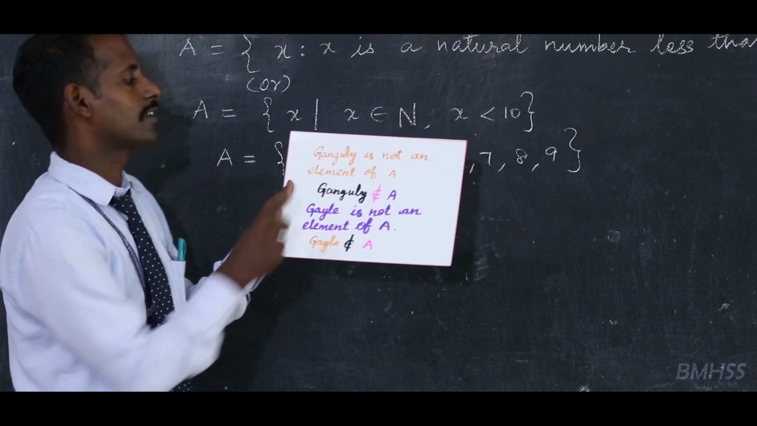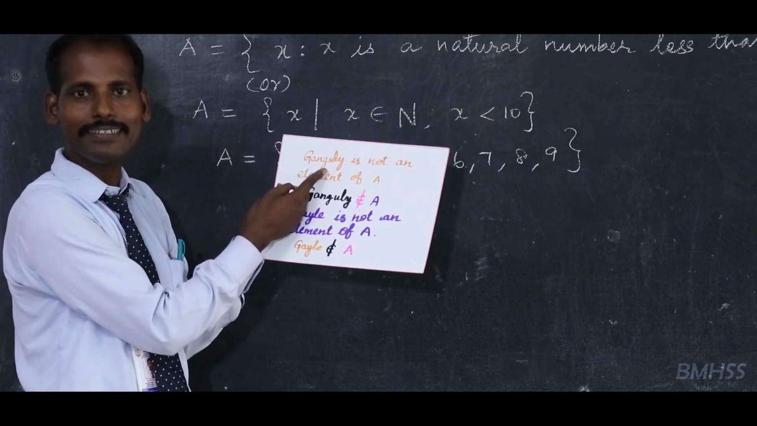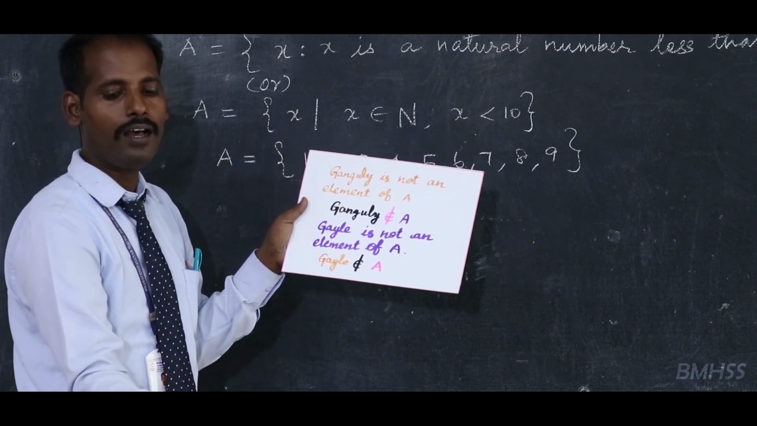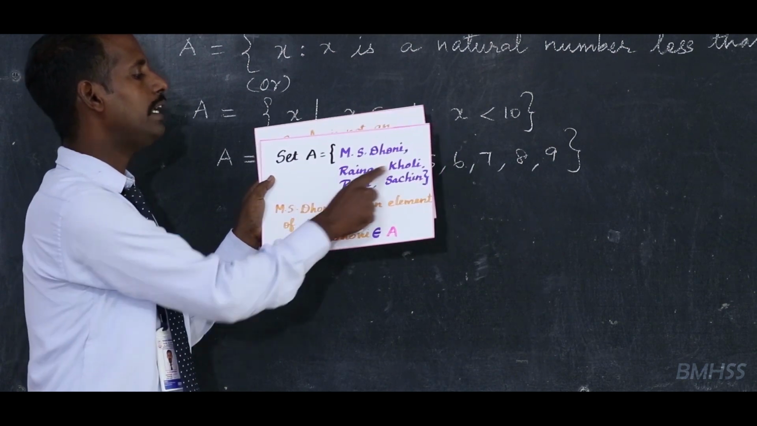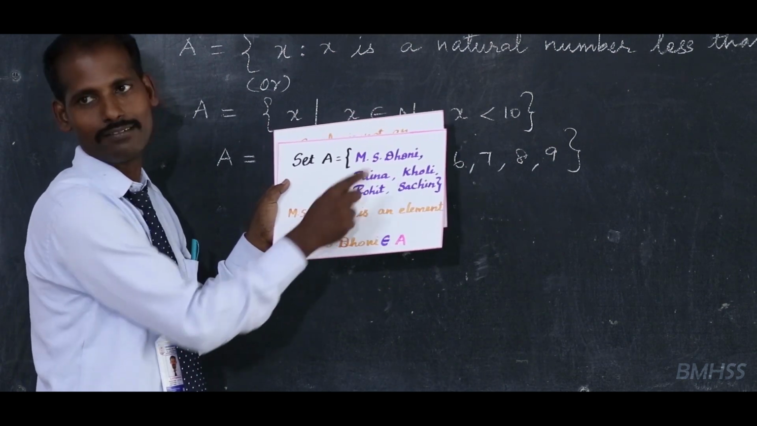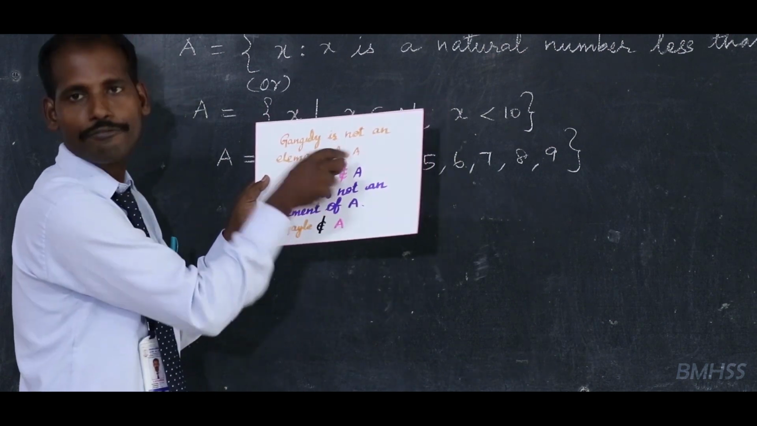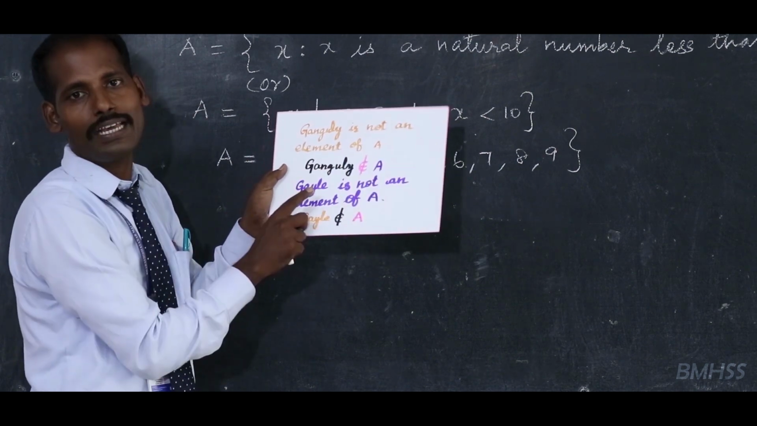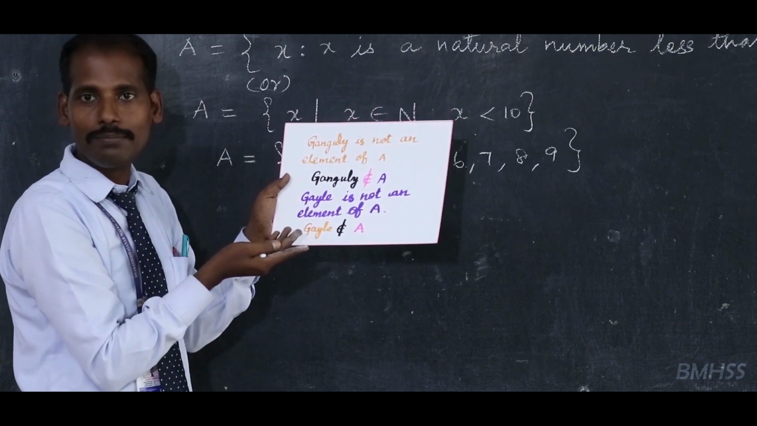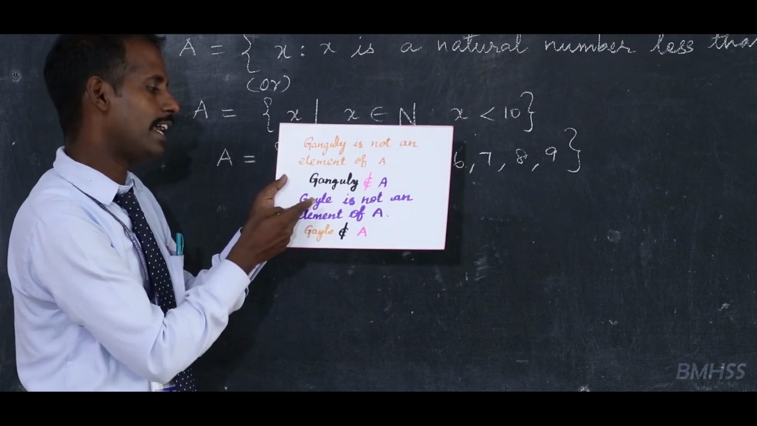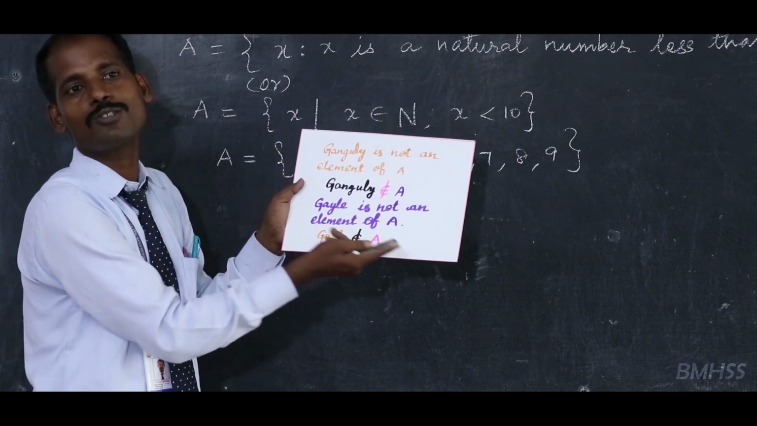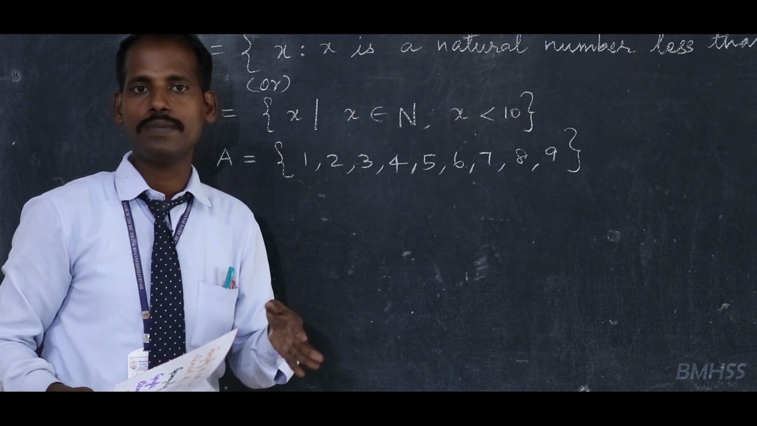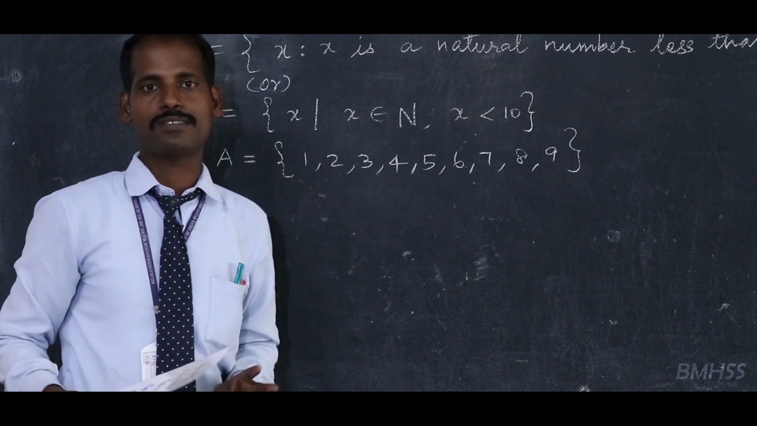In case Ganguly is not an element of A. Ganguly is one of the cricket players, but Ganguly is not an element of A, because here we have MS Dhoni, Raina, Kohli, Rohit, Sachin. Ganguly is not there. So Ganguly does not belong to A. Next, Gayle is one of the best cricket players in West Indies. So Gayle is not an element of A. Gayle does not belong to A. Belongs to means is an element of A. Does not belong to means is not an element of A. It is two types.